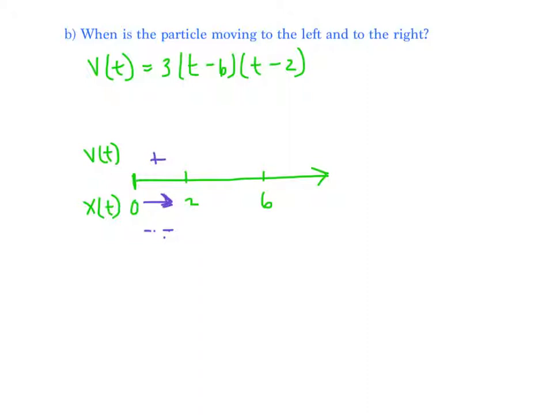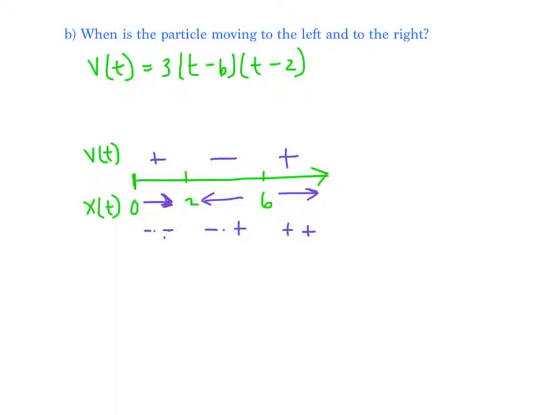Now let's test a number between 2 and 6. So I'll test 3. 3 minus 6 would be negative times 3 minus 2 would be positive, so that's going to be a negative answer here. And that would mean I would move to the left. And a number bigger than 6, so 7 minus 6 is positive, 7 minus 2 is also positive, so positive times a positive is a positive, and I'm moving to the right.